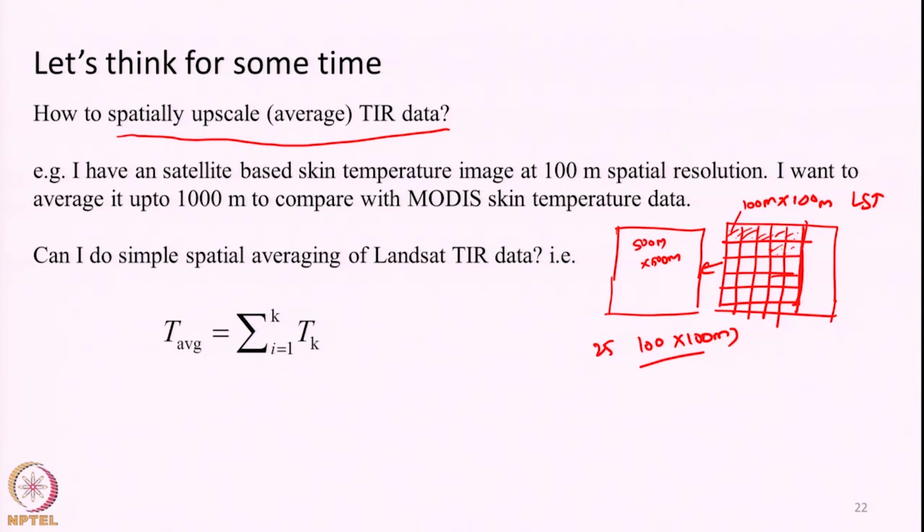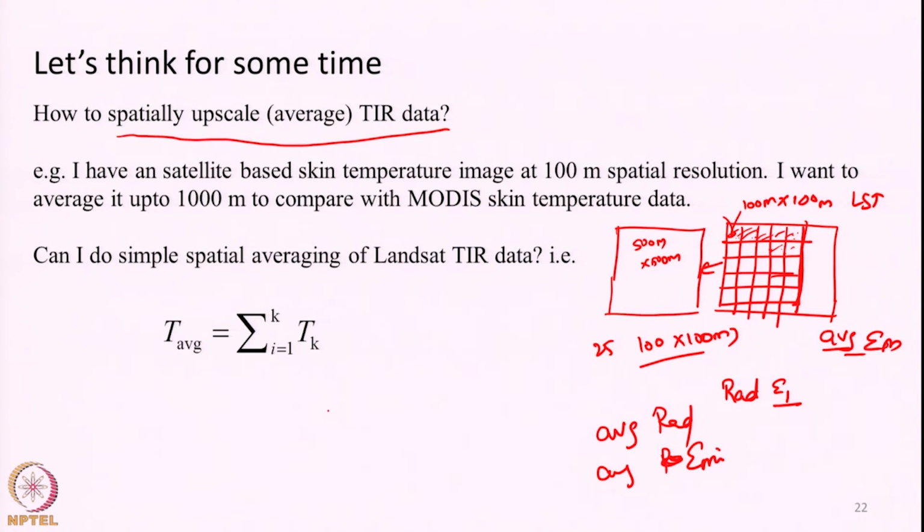Technically what we should do is, from the original DN recorded in each pixel, we have to calculate the radiance of each pixel. Similarly, we have to calculate the emissivity of each pixel. Average the emissivity out in order to get an average emissivity for all the 25 pixels. Average the radiance of all these 25 pixels.